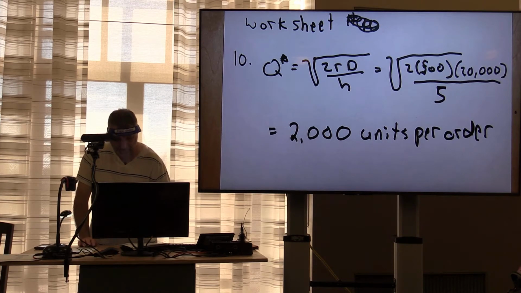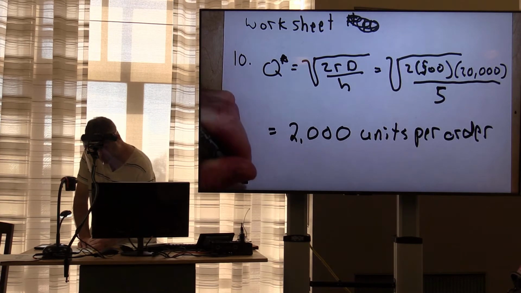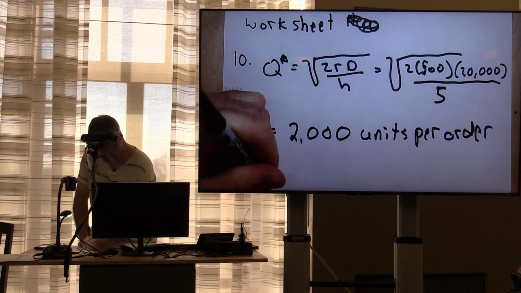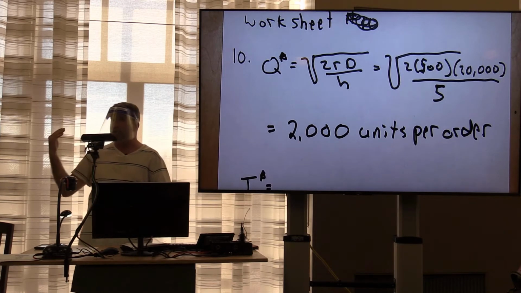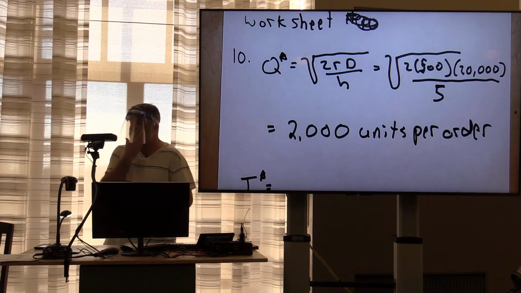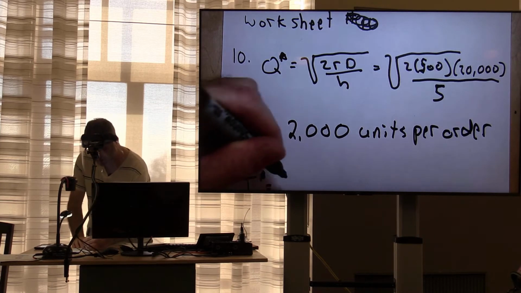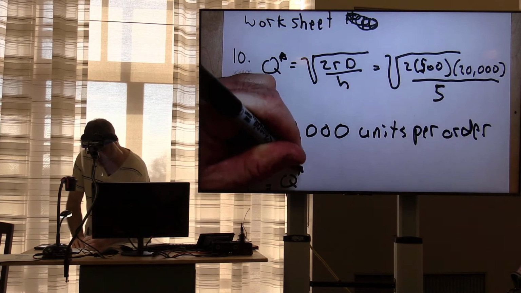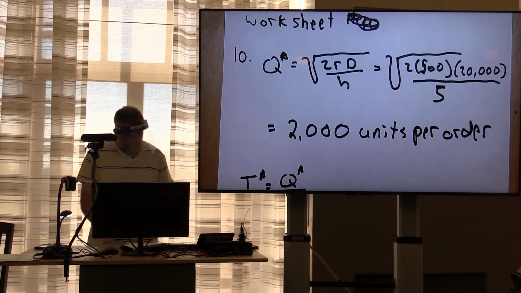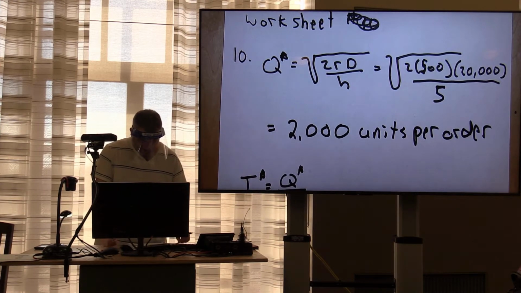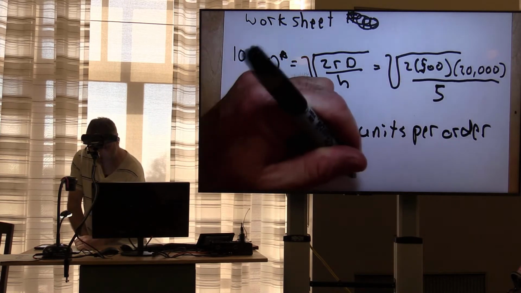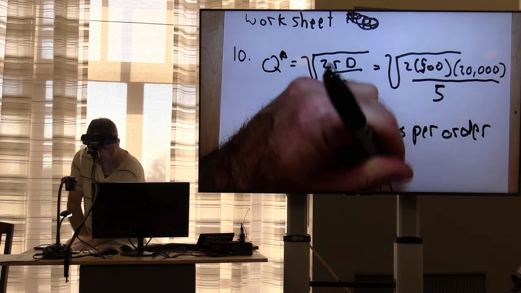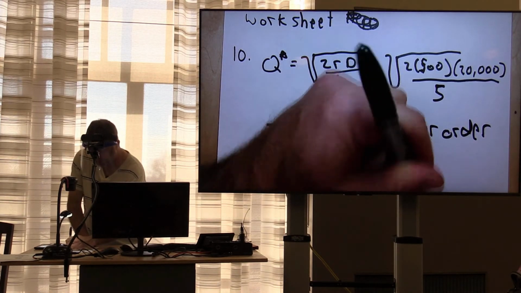And then for T star, we said that T star, the amount of time that has to pass before a new order is placed, where time is expressed in fractions of a year. One way we said that, it was Q star divided by D, and we spent a good bit of time talking about why it's like that. But then we also derived an equation that said T star is also the square root of 2R divided by HD.